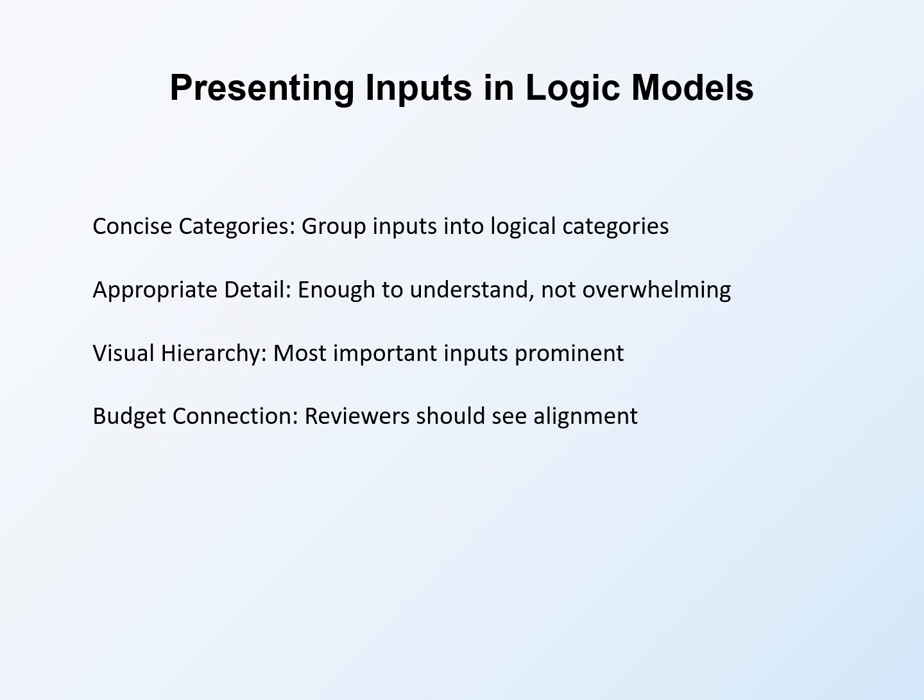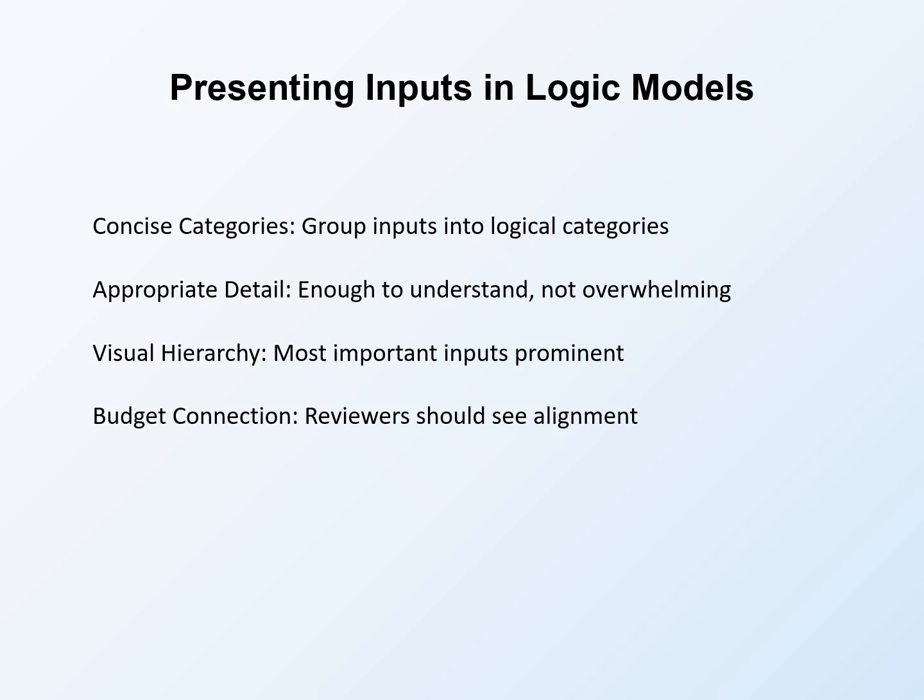Critical resources that are essential for program success should stand out in your design. If your program depends heavily on specialized staff with particular expertise, that should be visually emphasized through placement or formatting. Budget connection should be readily visible to reviewers as they examine your documents. When they look at your logic model inputs and then turn to your budget, the alignment should be immediately obvious.